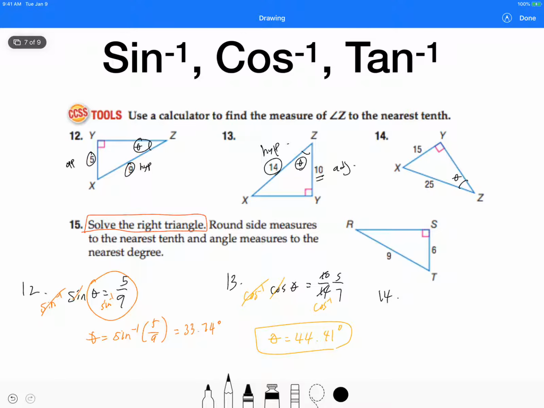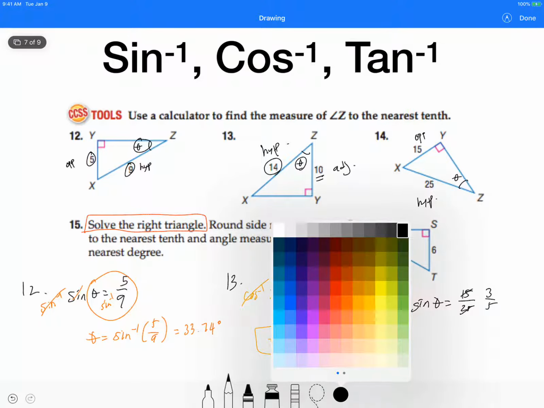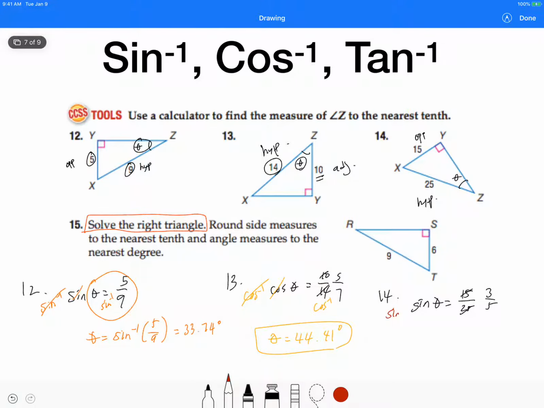14, in respect to this angle, I have opposite and I have hypotenuse. Once again, I'll be using sine. So sine of theta is equal to 15 over 25. So in this case, what I'm going to do is I'm going to reduce it to 3/5, and then I'm going to use a different color again, inverse sine on both sides. These two would cancel out. Whatever you're left with, theta is equal to inverse sine of 3/5. And that means go to your calculator, type it in, get 36.86 degrees.